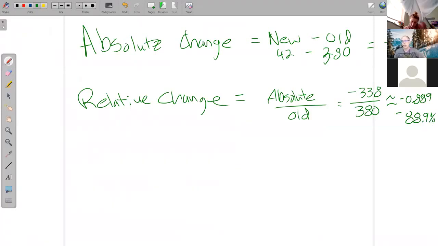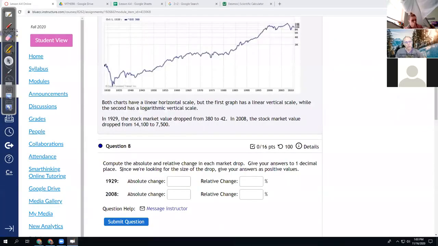Now, a note on the way the answers are asked for. We're looking for the size of the drop, so give your answers as positive values. Make sure you read the fine print. So for 1929, I would just say it dropped by 338, and the relative change to one decimal place, as a percentage, would be 88.9. That's all I got for that one. So I'm going to let you do the 2008 one and see what you get.